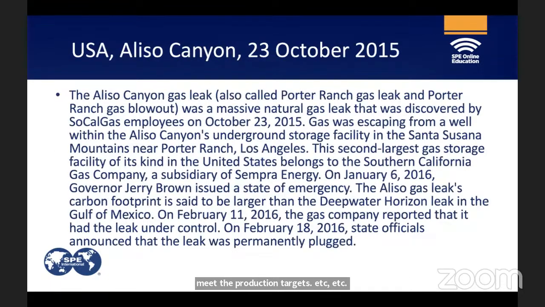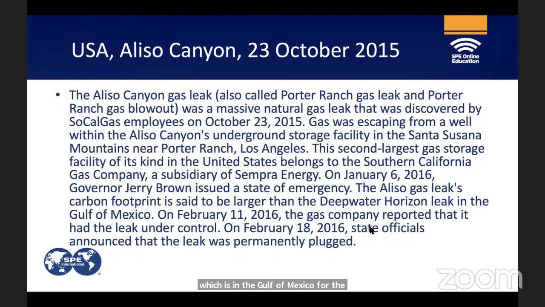This is another incident which happened in the Los Angeles area. This resulted in the release of a huge quantity of gas into the environment. The carbon footprint was said to be larger than the impact of the Deepwater Horizon leak, which was in the Gulf of Mexico, the Macondo.